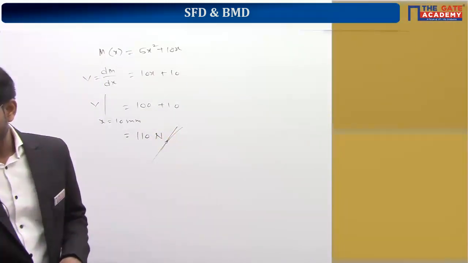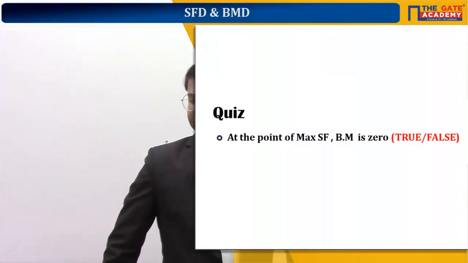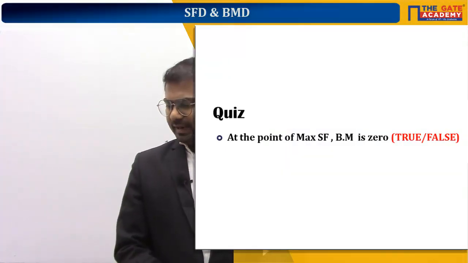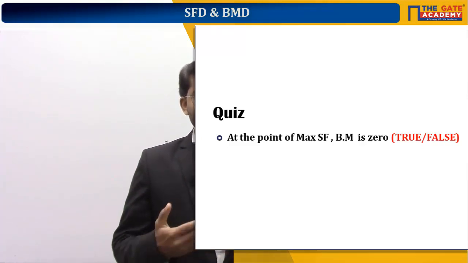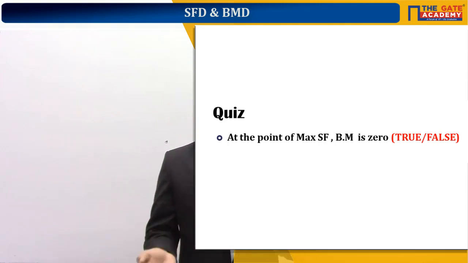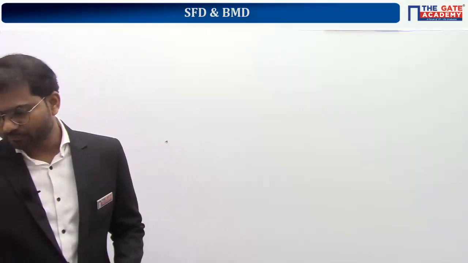Very easy question. What is the answer for this question? True or false? Very good. The answer is false. It's written that at the point of maximum shear force, bending moment is 0. No. We discussed that at the point of maximum bending moment, shear force should be 0, provided that the bending moment diagram is continuous and differentiable along the length of the beam. So here they're saying that at the location where maximum shear force is occurring, bending moment is 0, which is wrong. So the answer for this question is false.